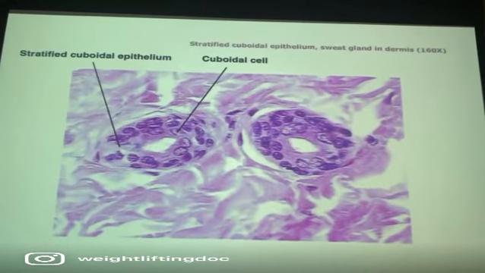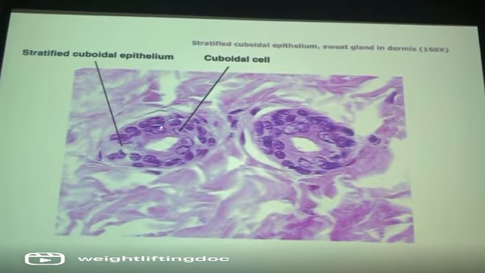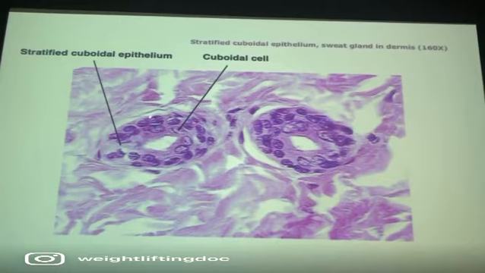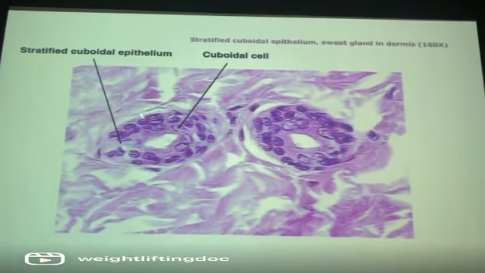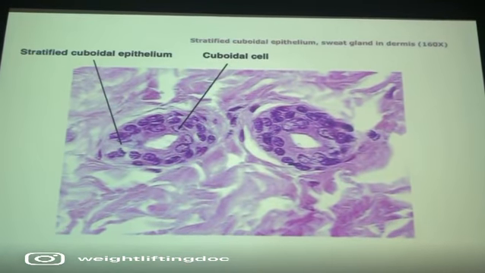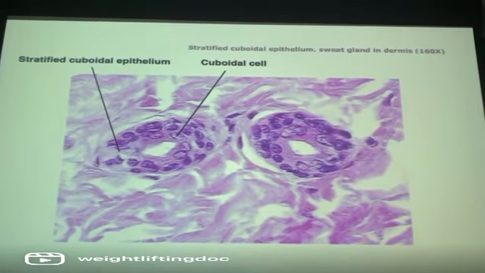If we want stratified cuboidal, remember stratified means more than one cell layer, we look at the nuclei stacked on top of each other. Still making a lumen here, but the nuclei, we see the multiple layers. So that means there's more than one cube-shaped layer. They're definitely not columns, and they're not flat either. So we know that must be stratified cuboidal. We have some other tissue out here we're going to go over at the end of this chapter.